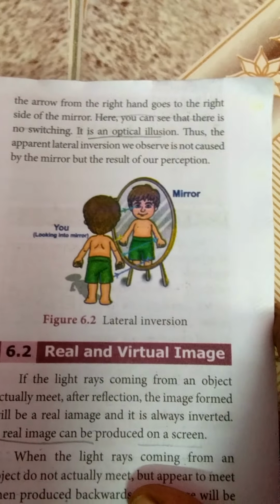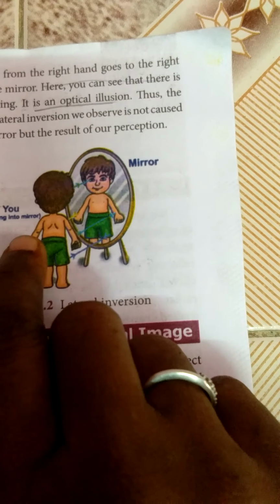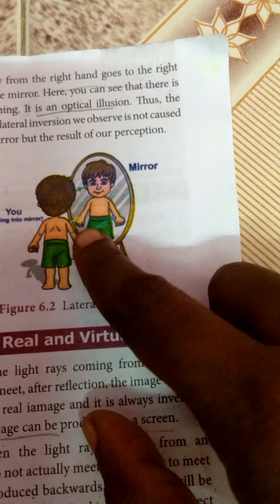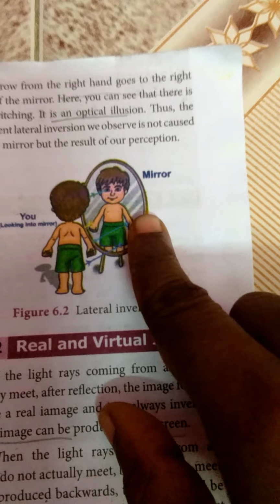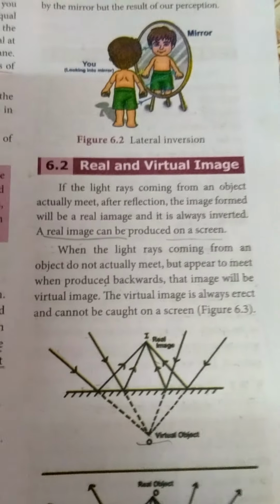Now you see this mirror. The head is up only. The feet are down only. The left side leg is on the left side only. The right side hand is on the right side only. Right. Now you see. So, do you understand? I think you understand, right?